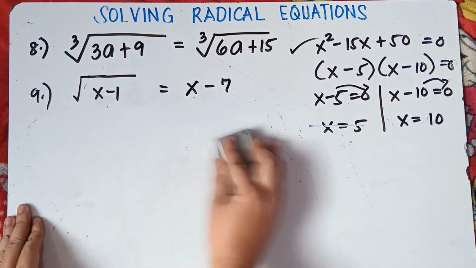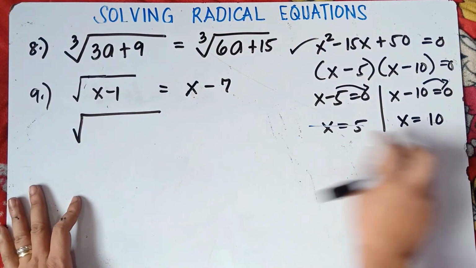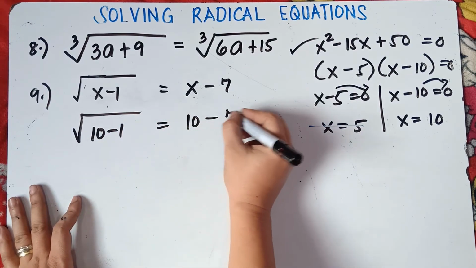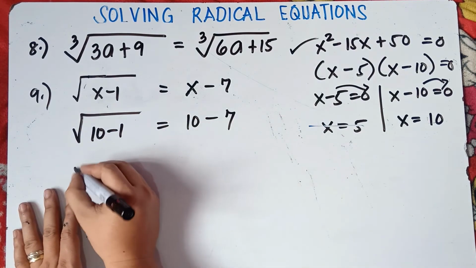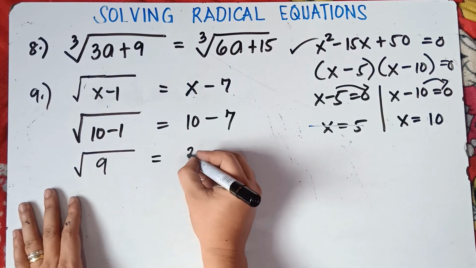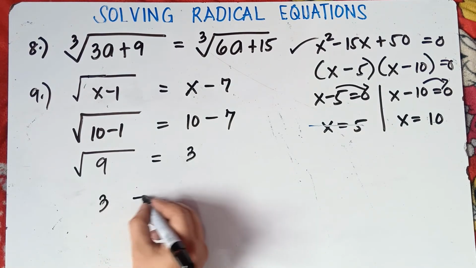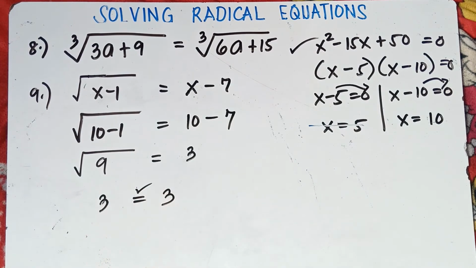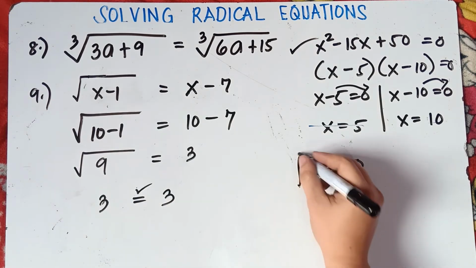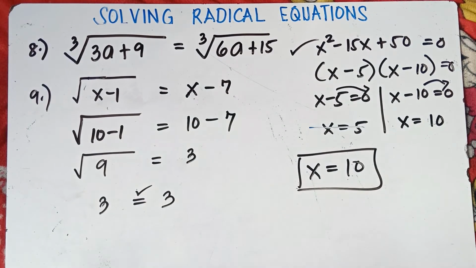So if x is equal to 10, so the square root of x minus 1 equals x minus 7. So 10 minus 1 equals 10 minus 7. So 10 minus 1, that would be 9, equals 10 minus 7, that is 3. So this will be the square root of 9, that is 3, equals 3. So 3 is equal to 3. Therefore, our answer for x would be equal to 10. That's it, class. That's the answer there for number 9.